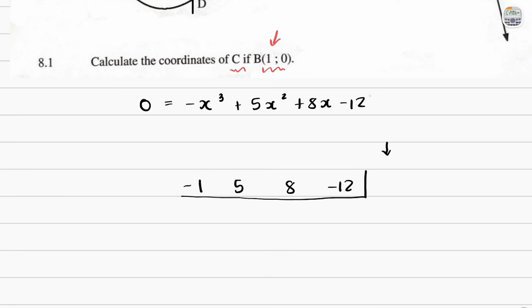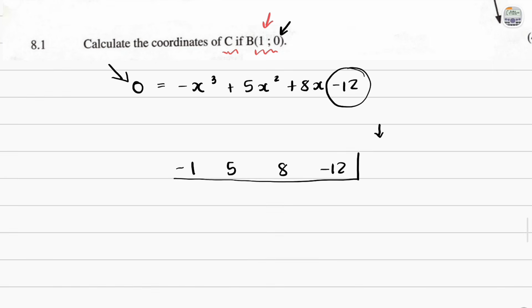Naturally, you would have to take the factors of negative 12 and substitute and substitute just to find where it gives you 0. But we don't have to do that anymore because they have given us b. They told us that b is (1, 0). The y value is 0, meaning when you substitute x, it gives you 0. So the number that goes here is 1, and we know that.